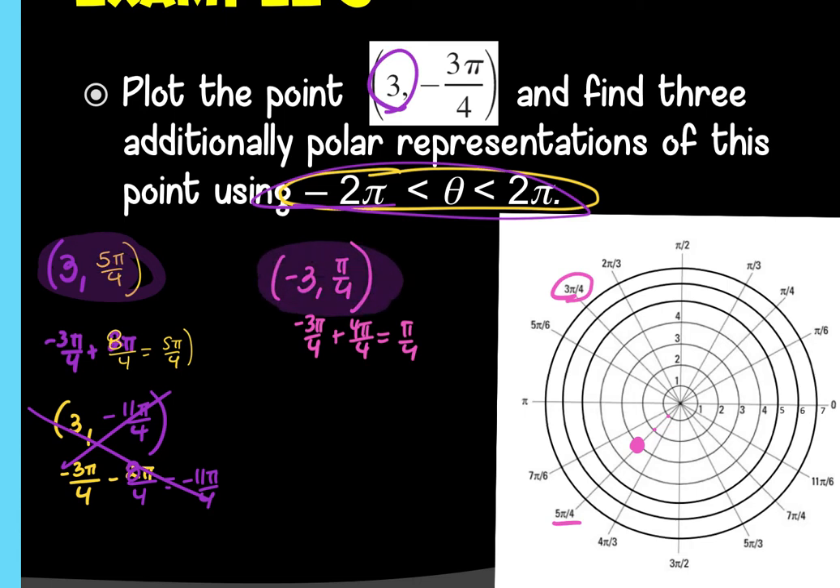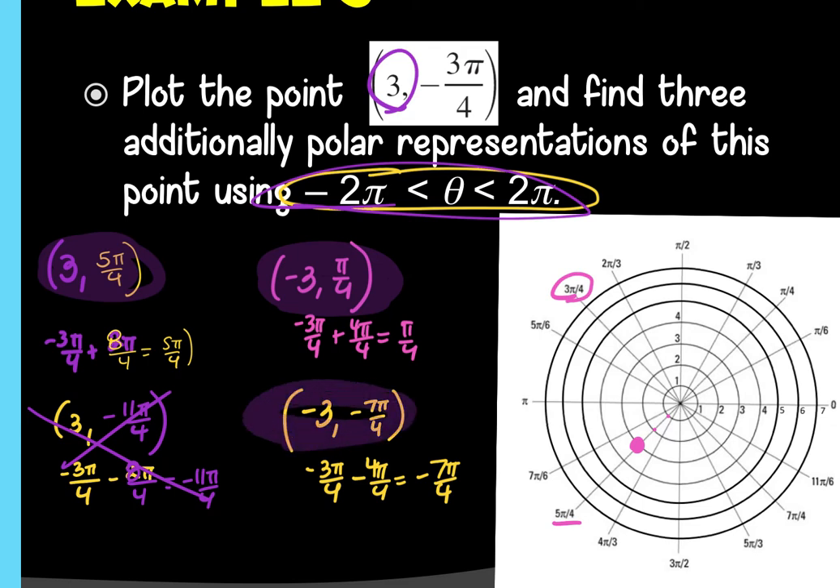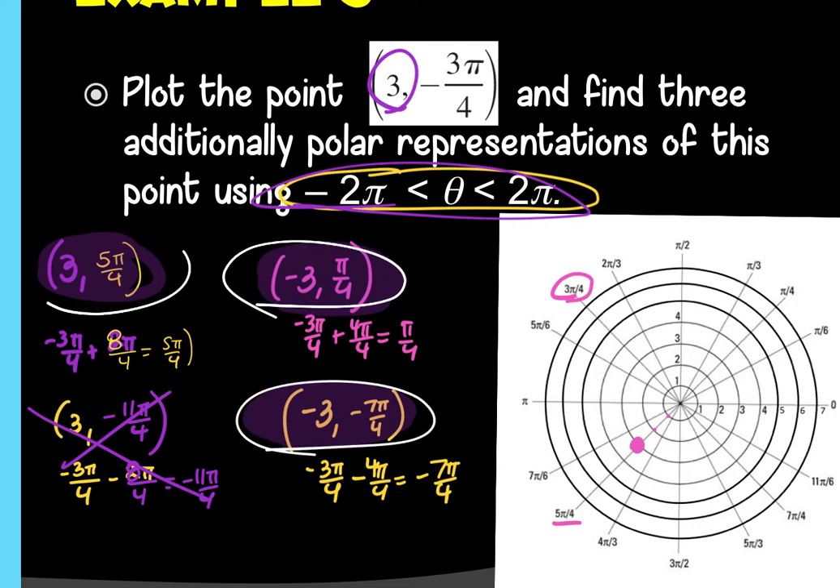And then the other thing you can do is change r, so it would be negative, and take the original one, the negative 3 pi over 4, and subtract pi from it, which becomes negative 7 pi over 4. Is that in between negative 2 pi and positive 2 pi? Yes, so I get to keep that one. So while there are many answers that are polar representations of the same point, these are the only 3 that would fall between negative 2 pi and positive 2 pi.